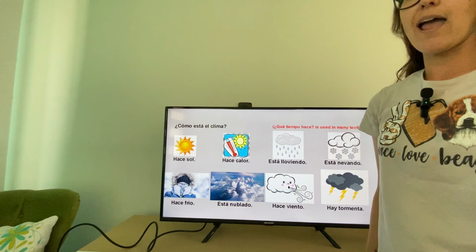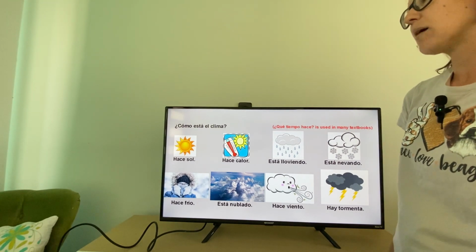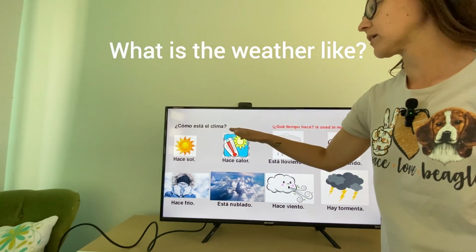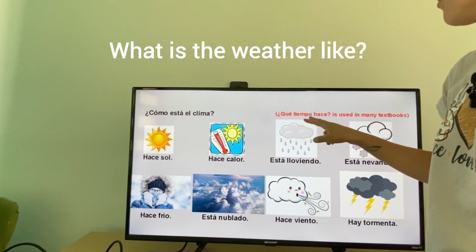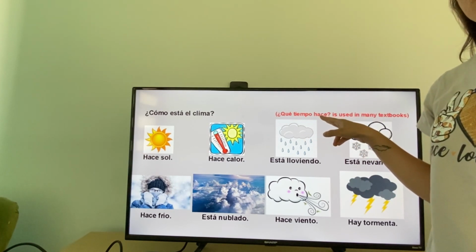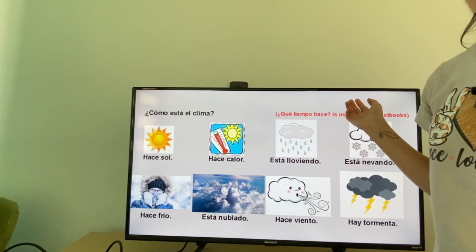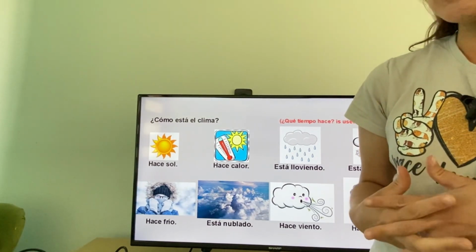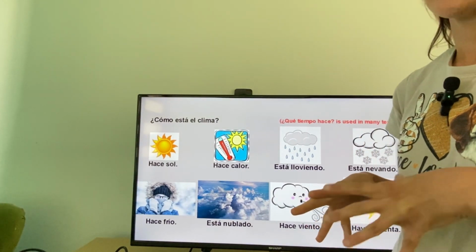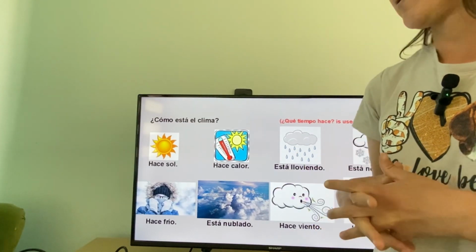We will also start every lesson by asking about the temperature. ¿Cómo está el clima? You may also see ¿Qué tiempo hace?, but that's more of a textbook thing. I've never heard it used in any Spanish-speaking country. Let's go through the pronunciation. The meaning should be clear based on the pictures. If not, leave me a comment.